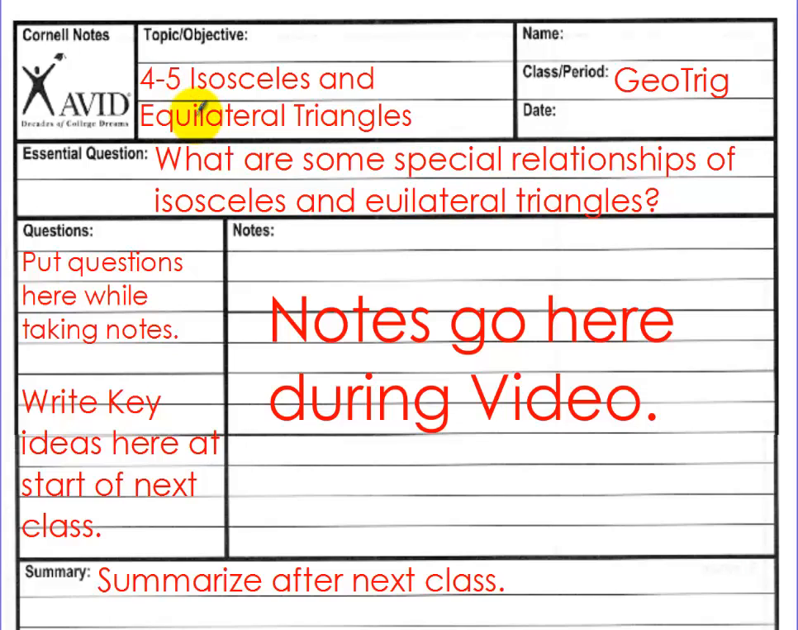Welcome, GeoTrig. This is section 4.5, Isosceles and Equilateral Triangles. The essential question is, what are some special relationships of isosceles and equilateral triangles?